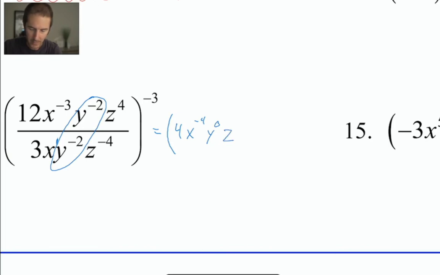And lastly, we've got z to the 4 minus negative 4, which makes z to the 8. Be careful with the double negative there. Close parentheses and to the negative 3rd power.